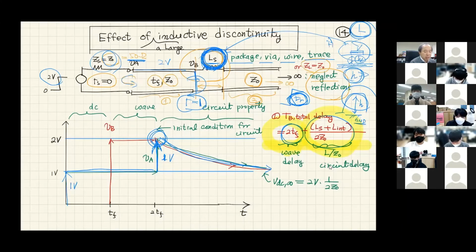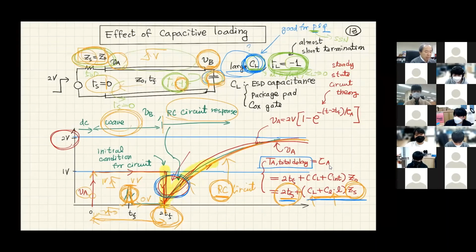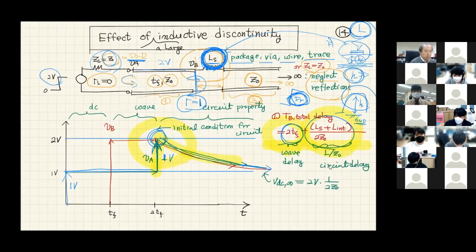Second observation I would like to emphasize at this moment is that when we have inductance, we're gonna have positive pulse. When we have capacitance, we usually have negative pulse because of negative reflection coefficient. And sometimes we have positive reflection coefficient because of this inductive discontinuity. Because inductor has large impedance and it is causing a large reflection coefficient.